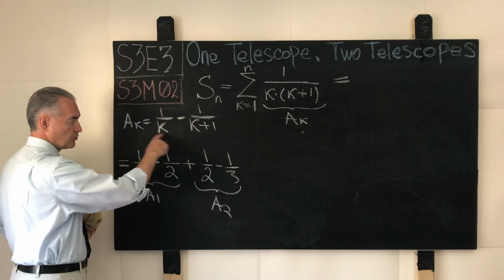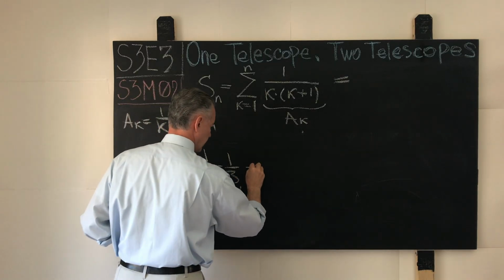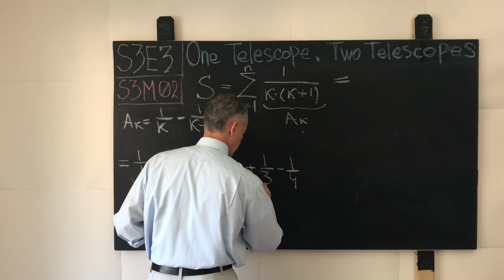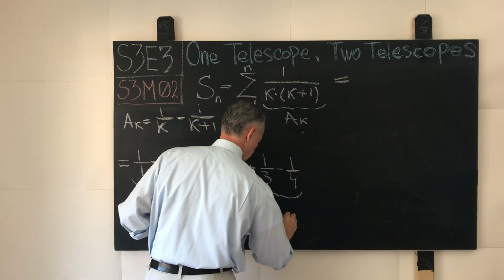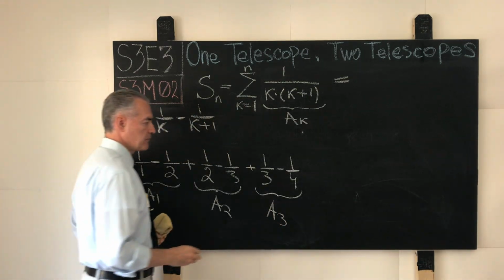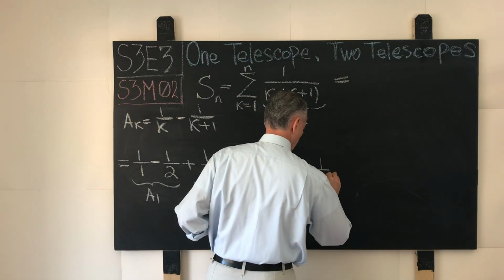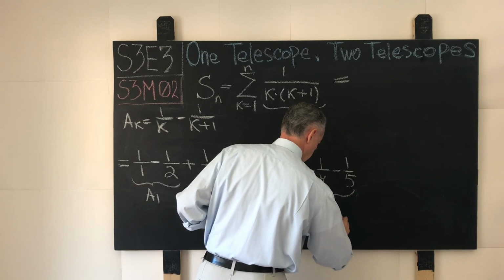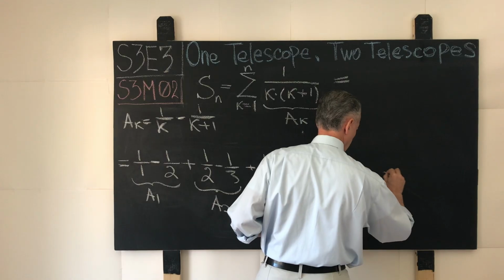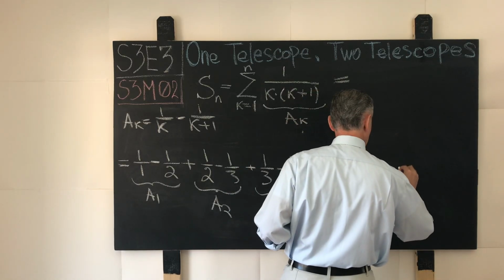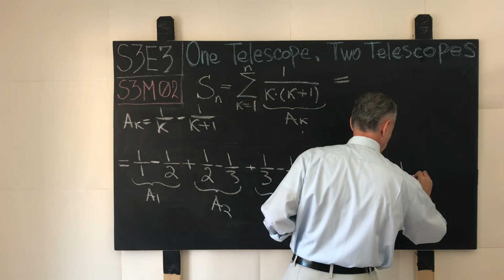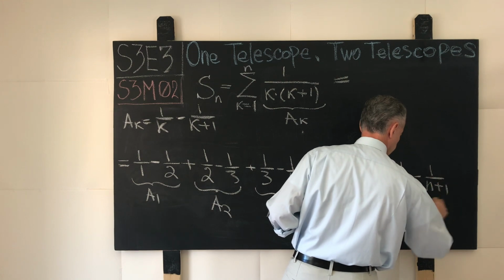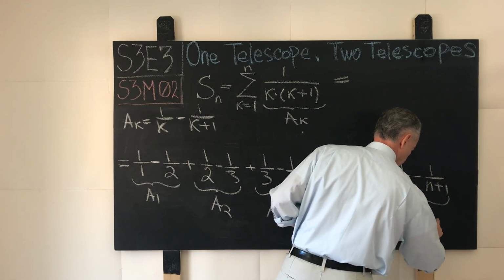You see, this is how things work. By this formula, we simply write things down. Plus, the third term will be 1 over 3 minus 1 over 4. You see, this is our term A3. Plus 1 over 4 minus 1 over 5. And this term will be A4, and so on. Plus, it will be what? 1 over n minus 1 over n plus 1. This will be the term An.